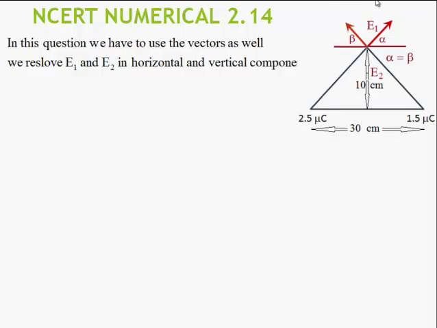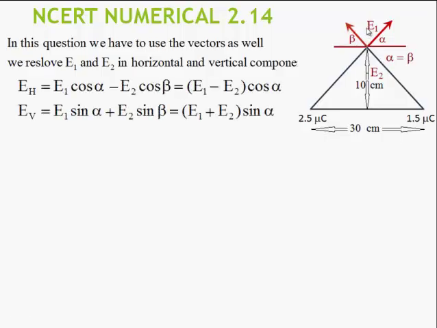Now, E1 cos alpha will be here, sin alpha will be here, E1 cos beta here, sin beta here. Now you can say all vertical components get added up, horizontal gets subtracted. So we write EH, the horizontal, is E1 cos alpha minus E2 cos beta. In this case, since alpha equals beta, we convert it into a cos alpha only. Similarly, EV, the vertical component, gets added up, and we get this.